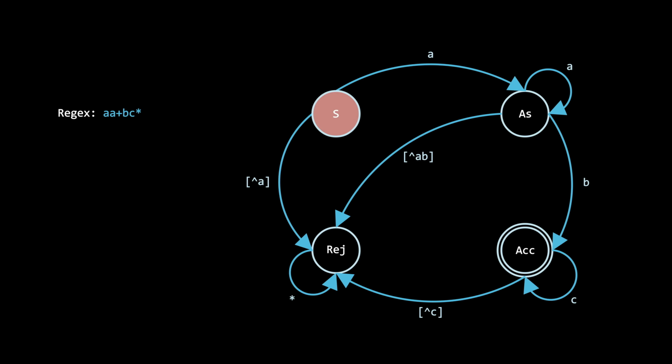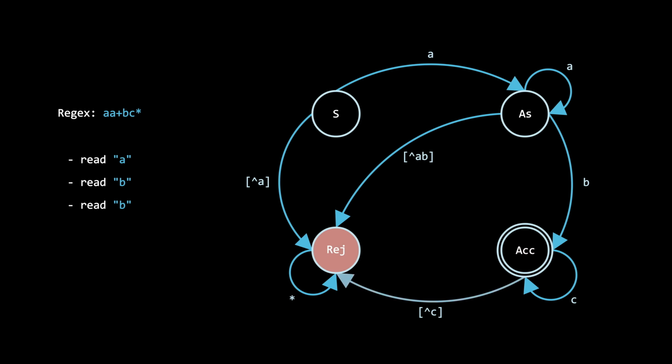So we're going to start at the start state, and we're going to encounter an A. So far, so good. It's going to bring us to the A's state. Then we're going to encounter a B, which is also good. That takes us to the accept state. So far, so good.